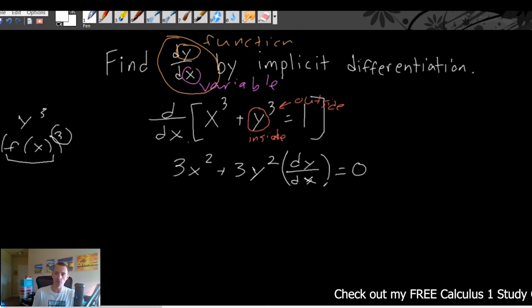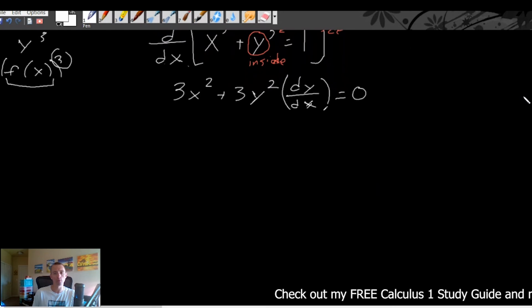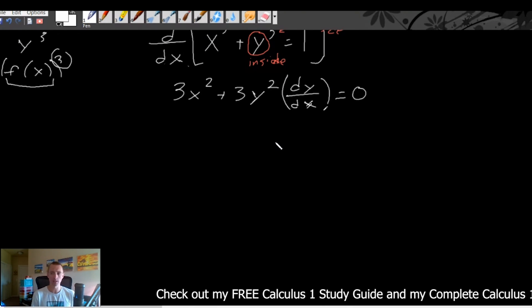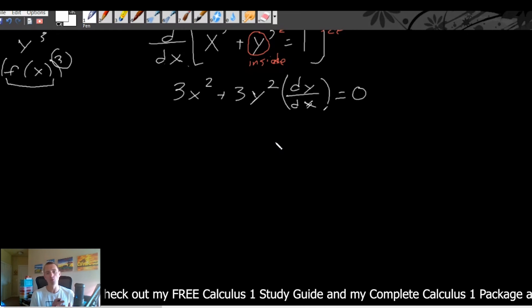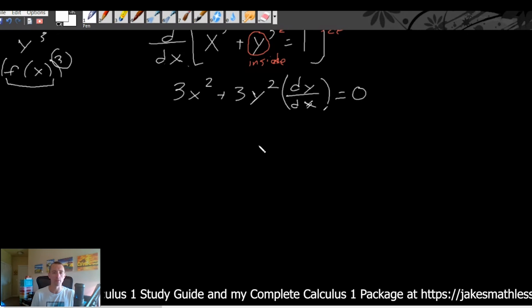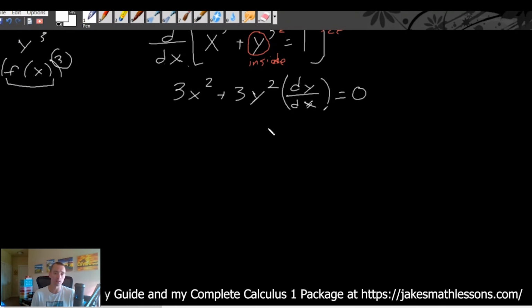So now that we've taken the derivative of both sides of our equation, now what we need to do is basically move all of our terms with dy dx over to one side of the equation, move all of our terms that don't have dy dx to the other side of the equation, and then that will help us to basically isolate the dy dx.